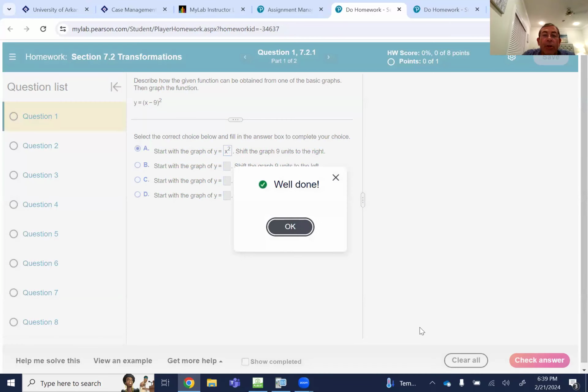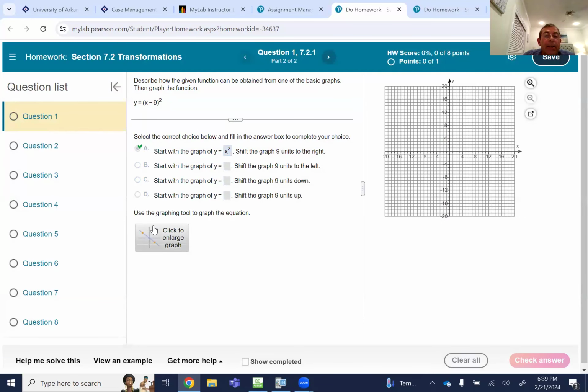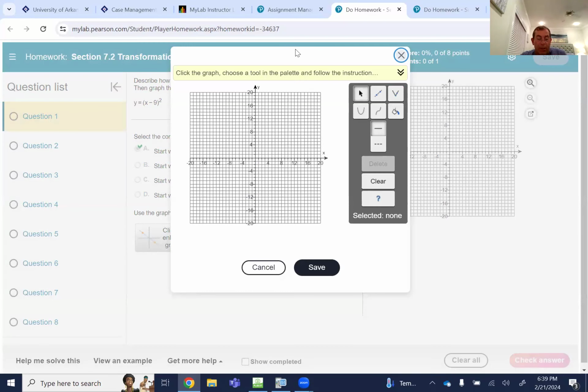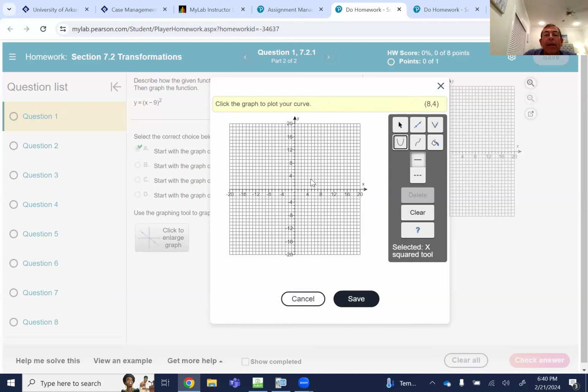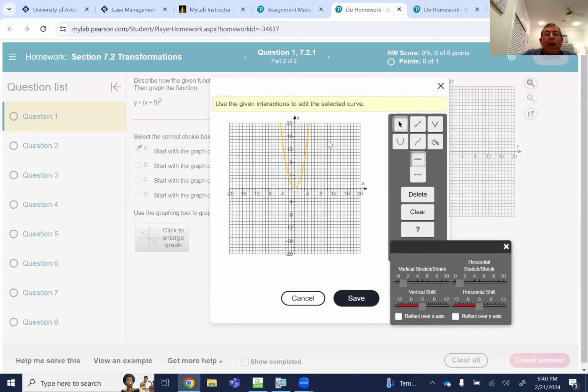Now watch this. They want us to graph it. So what's going to happen? I click this, click the enlarge graph box down here. I click that, and it's going to pull this box up. Now, you said we're starting with an x squared graph. Do you see your tools over here? The x squared graph is going to be the U-shaped x squared tool. So what you do is you click that, and then you click the graph. And you can click the graph anywhere you want. It'll put the graph right in the center like a basic graph.